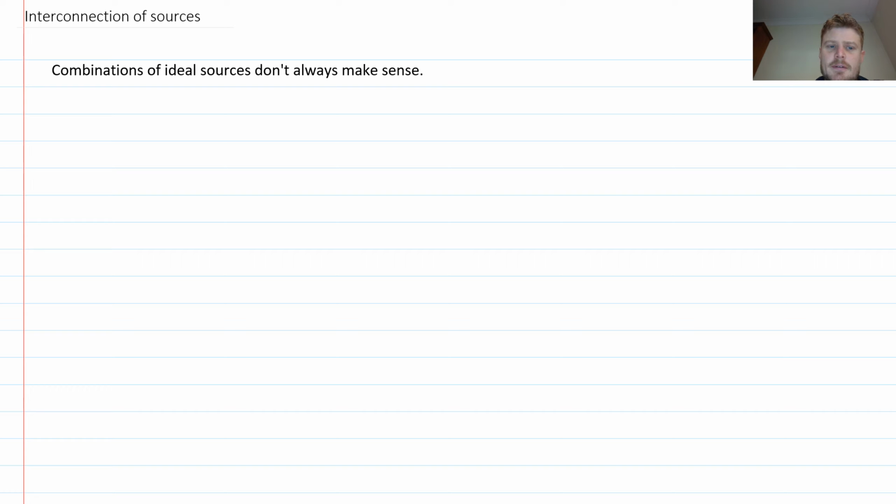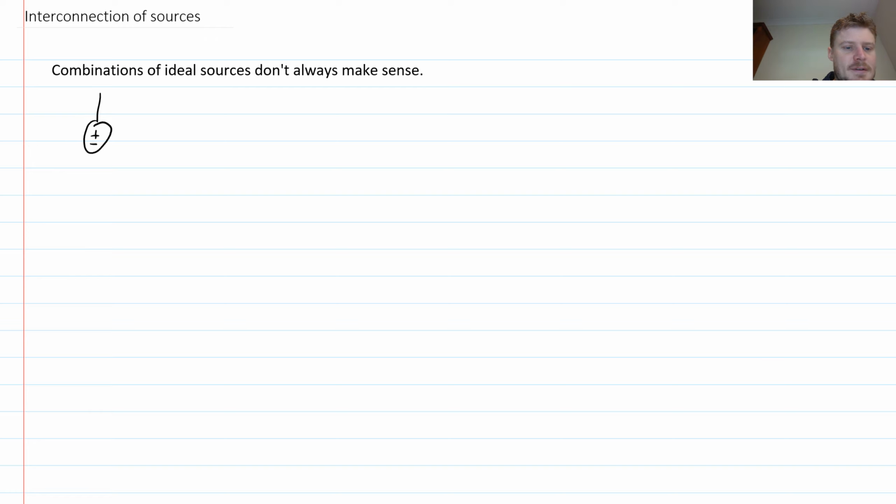Ideal sources are not a physical object, and so sometimes there are ways that we can draw circuit diagrams using ideal sources that don't make sense, or that would be a mathematical contradiction. So I'll give you an example.